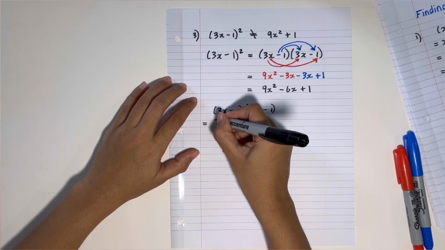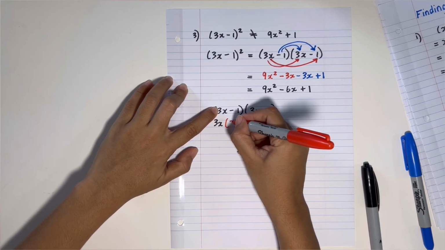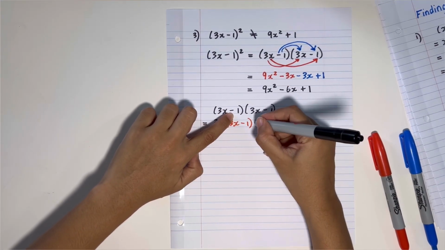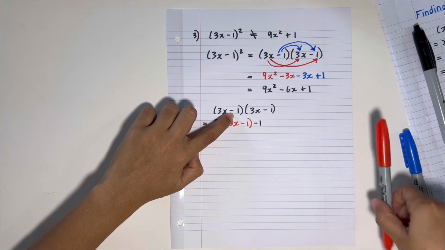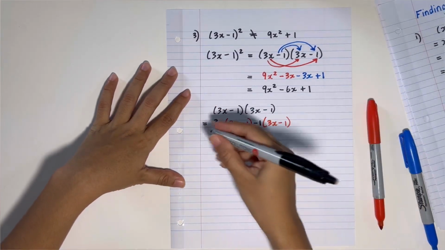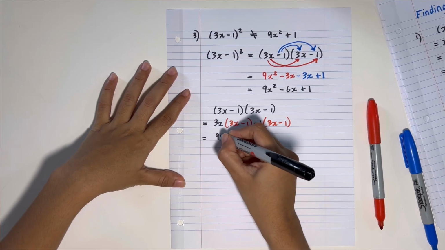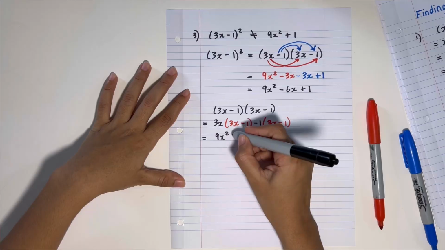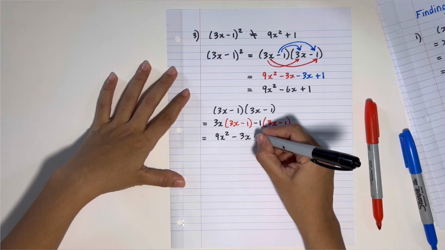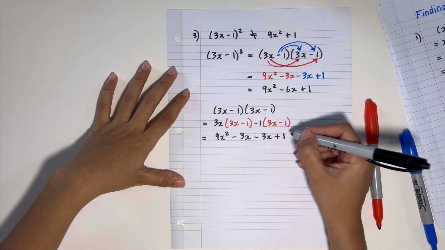So you could put the first term from the first bracket, and I'm multiplying that by the second bracket. So 3x times 3x minus 1. And then you take this minus 1, which is the second term in the first bracket, and you multiply that by the whole second bracket, 3x minus 1. And then you expand your bracket. So you say 3x times 3x will give me 9x squared, and 3x times negative 1 gives me negative 3x. And now negative 1 times 3x gives me negative 3x, and negative 1 times negative 1 is positive 1.